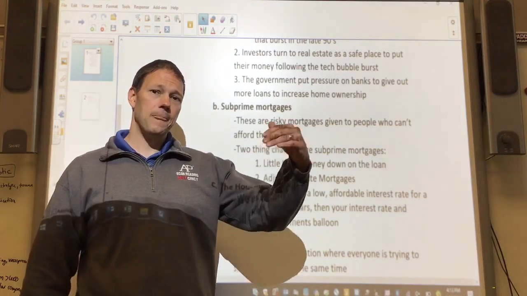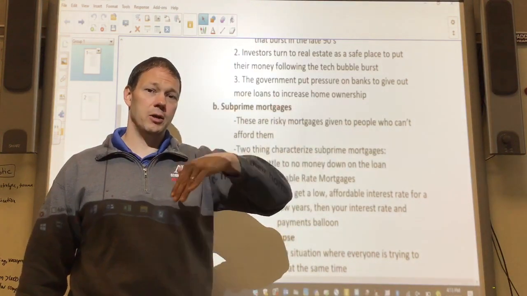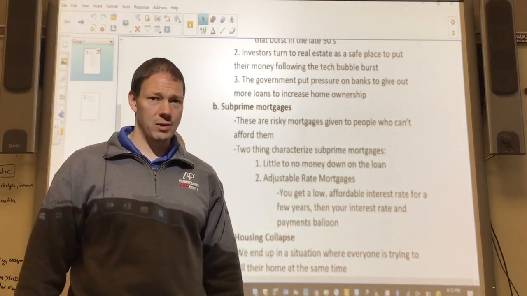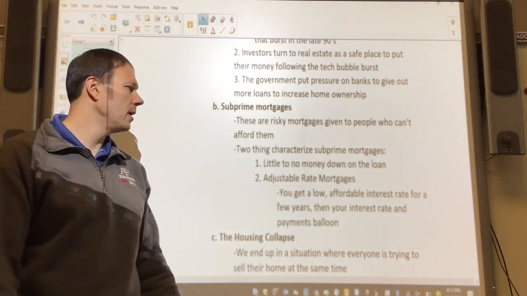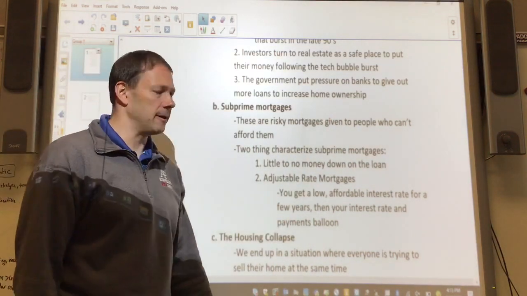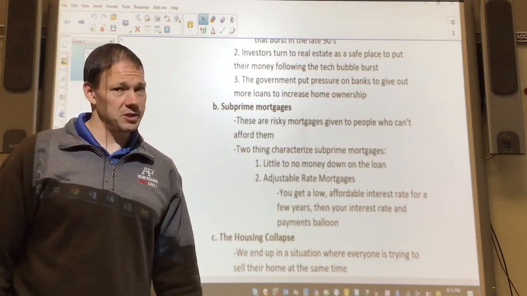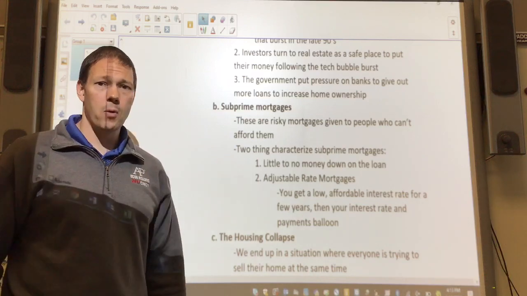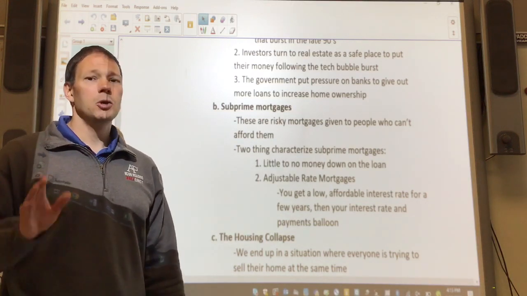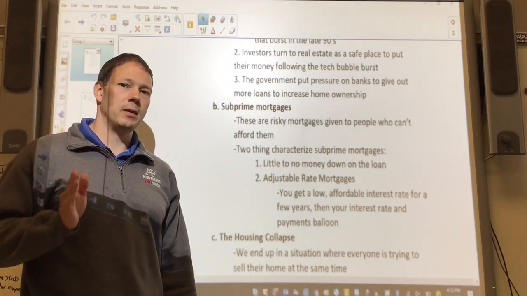You were given $103,000. You were borrowing $103,000 for a home worth $100,000 to help you pay with closing costs and this and that. Again, bad idea, very risky. The other problem is what we run into with adjustable rate mortgages. Now, for my money, guys, at some point in your lives, most of you will be homeowners, you always want to go for the fixed rate mortgage.